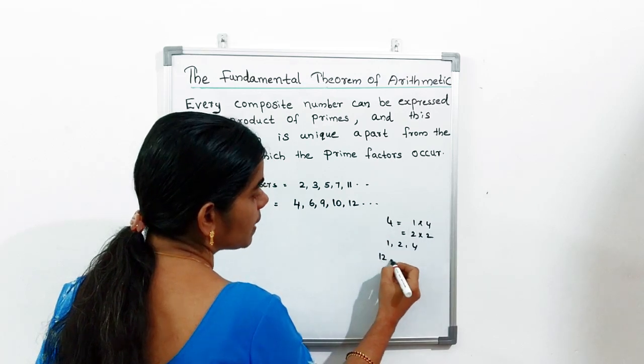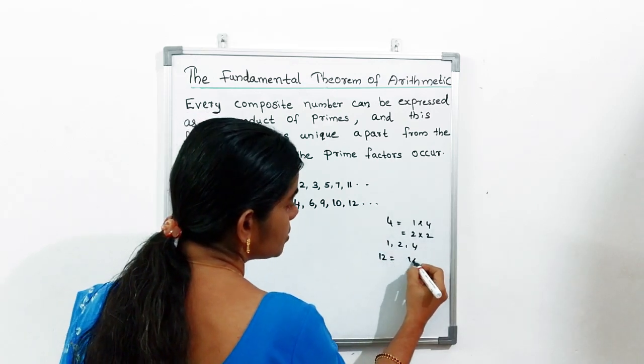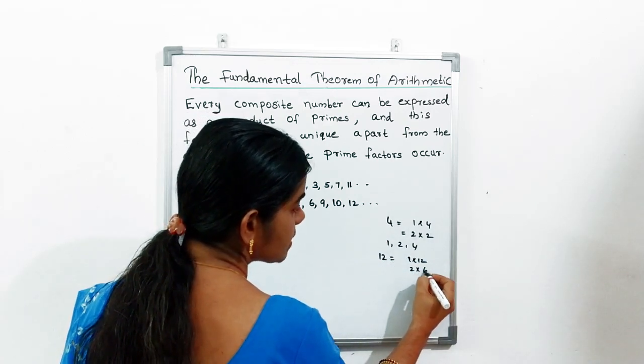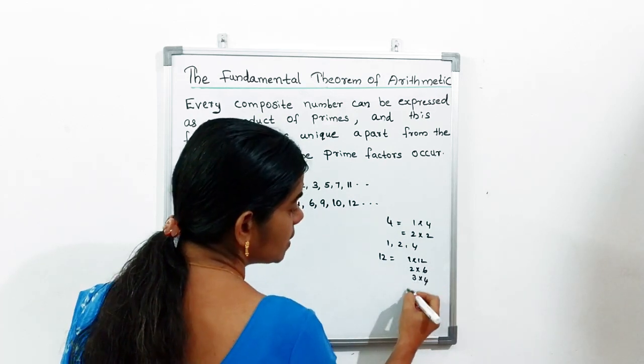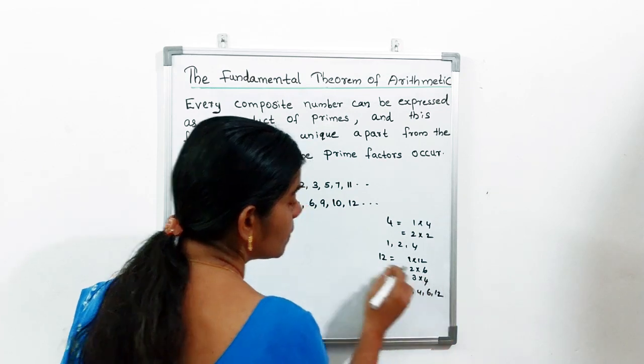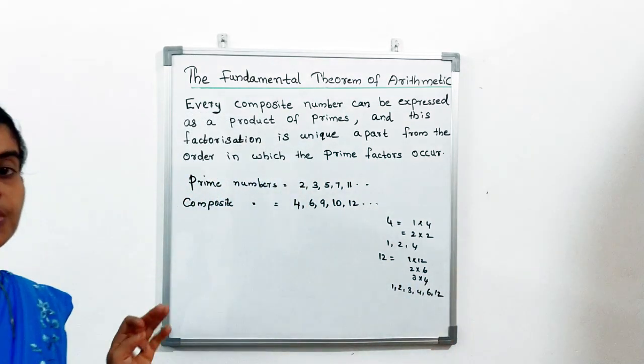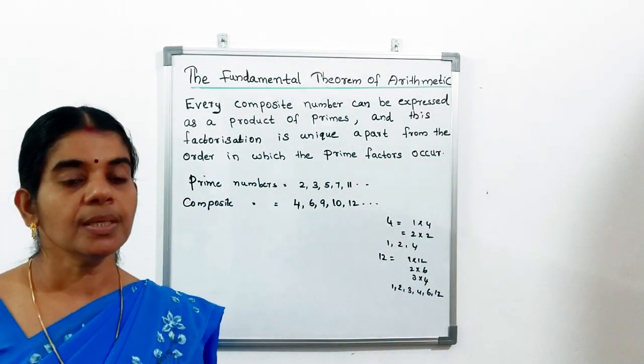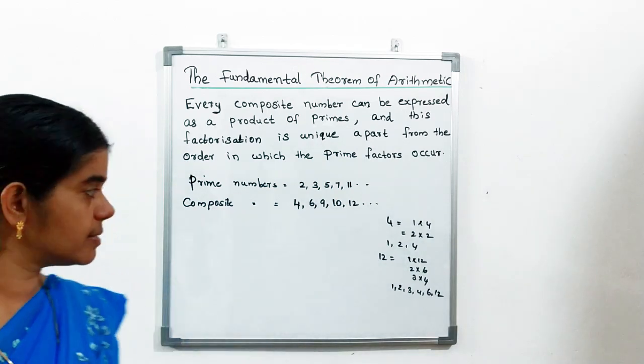Then 12, if you are taking, 1 into 12 we can use, 2 into 6 we can take, 3 into 4. Therefore, 1, 2, 3, 4, 6, 12, all are the factors of 12. Therefore, composite numbers will have more than 2 factors.